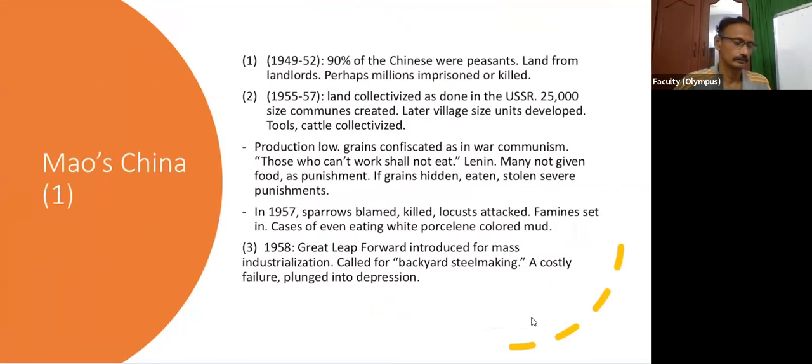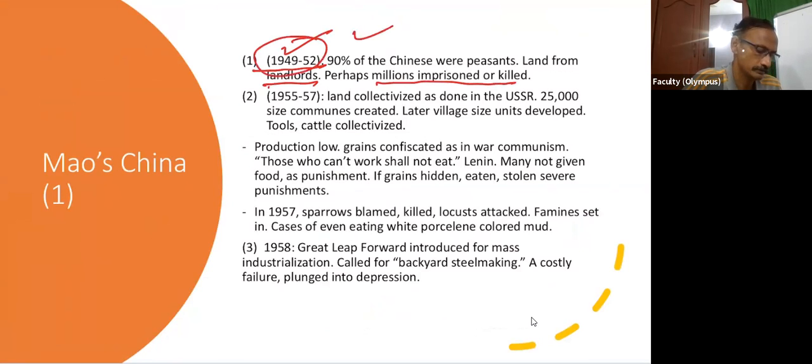Two things. These are the years. Between 1949 and 52, around 90% of the Chinese were peasants. At that time, land from the landlords was taken away. Millions were imprisoned or killed during these years. So land redistribution meant death.